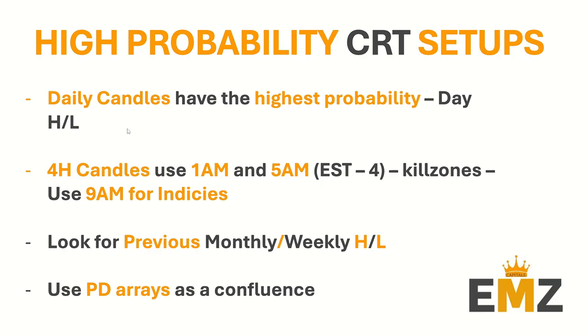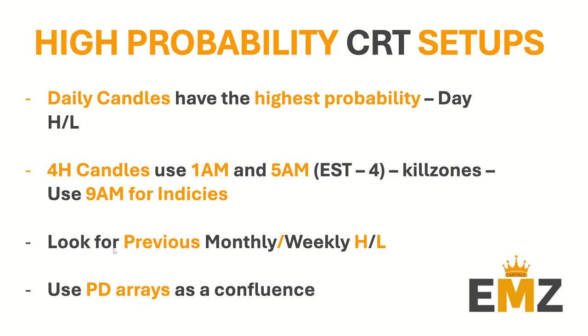Now, whatever time frame you use will have a bearing on what candle and what time you're going to be trading. If you are going to be using 4-hour candles, I recommend you trade the 1 a.m. candle and the 5 a.m. candle, which are London kill zones. And if you do trade indices, then 9 a.m. would also be a great time for you to trade.